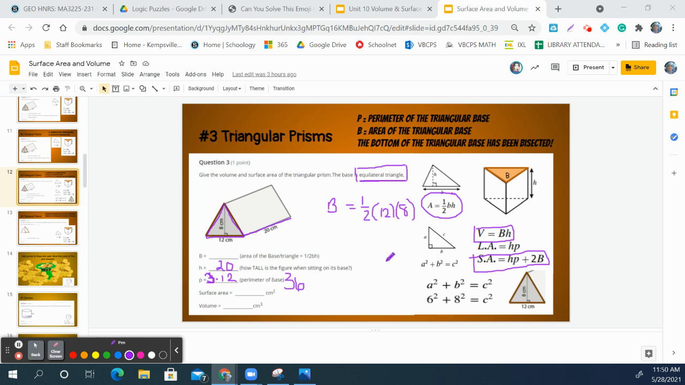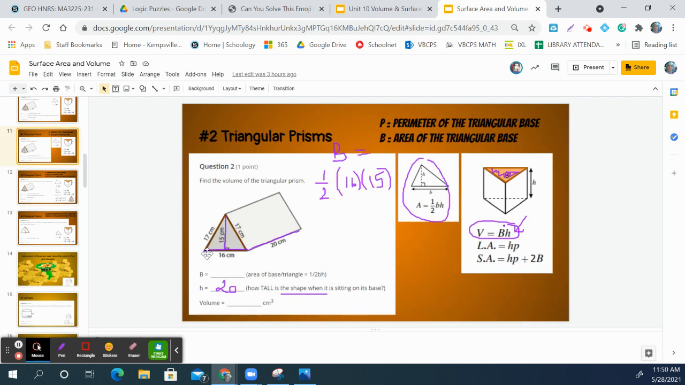How to find the big B? So the big B is just the area of this triangle. And the area of the triangle is 1/2 the base times the height. So the base is 12 and the height is 8 for this one. And the base is 16 and the height is 15 for this one.